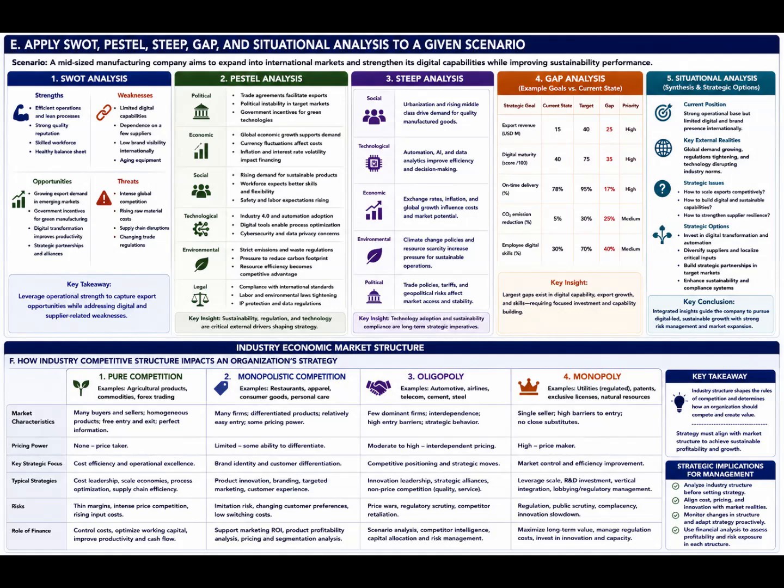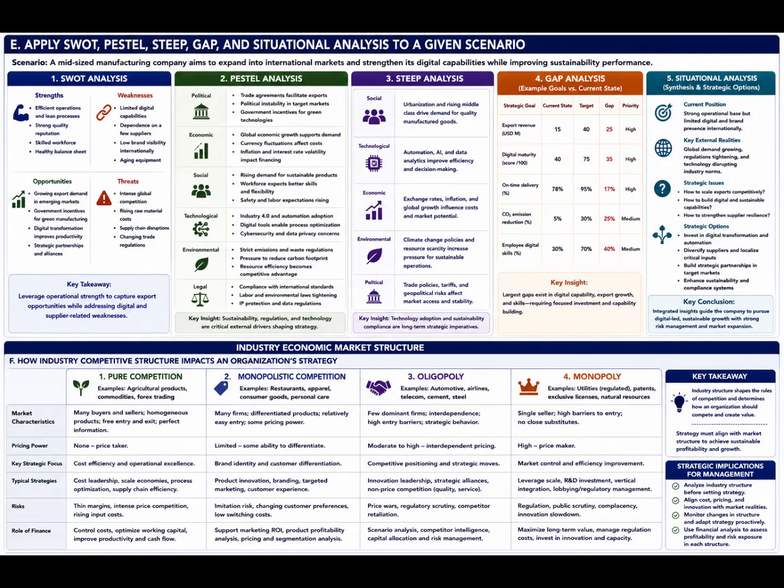In application, managers assess how each factor influences demand, cost structures, regulatory exposure, or competitive dynamics. These tools help identify external drivers of change and inform risk management and long-term planning, though they require careful interpretation to avoid overly broad or superficial conclusions.